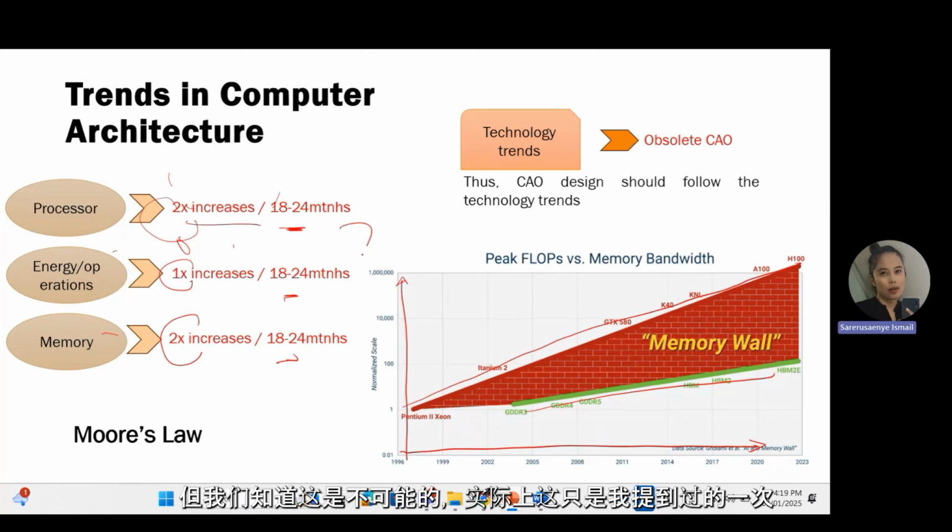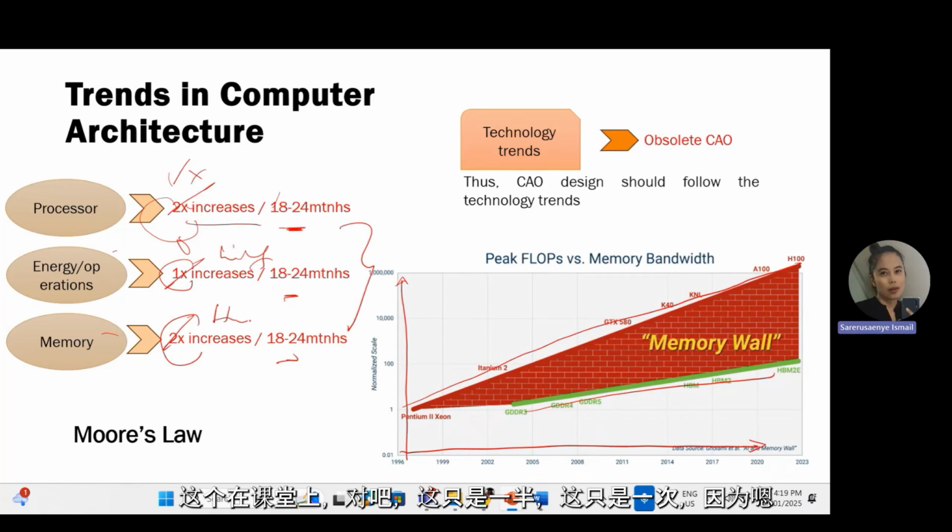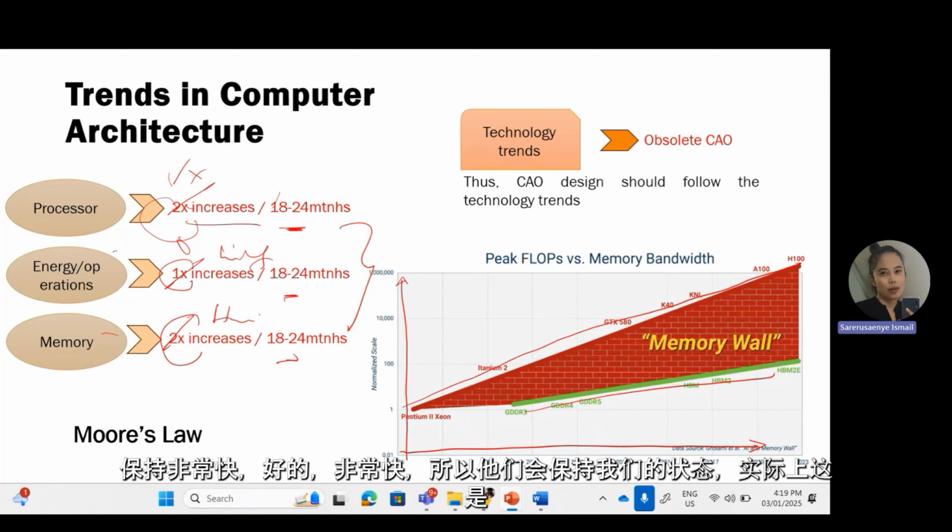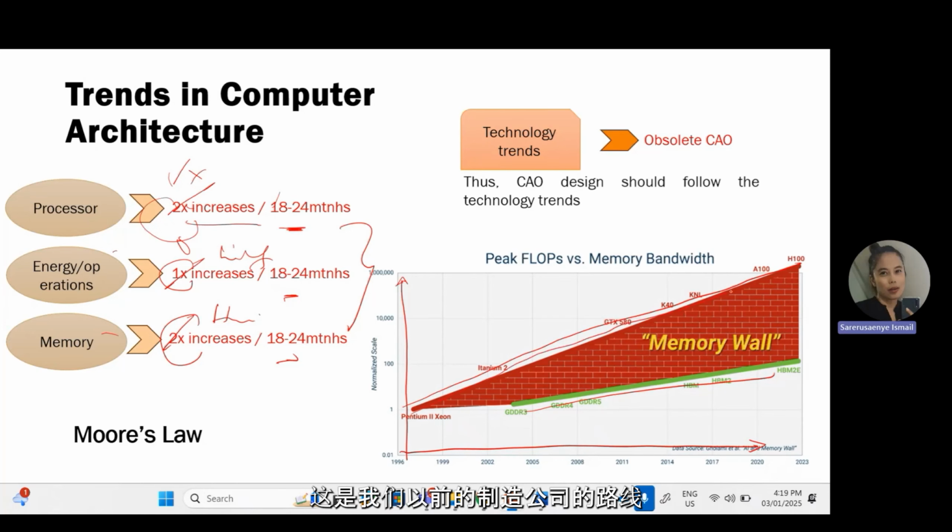But we understand that this is not possible. And actually this is only 1 time. I mentioned this one in the class, right? This is only half. And this is only 1 time. Because of the rapid changes of technology, our programmers and designers can't keep up, it's very fast, so they cannot keep up. What we have actually is the line of the initiations of our previous manufacturing companies.